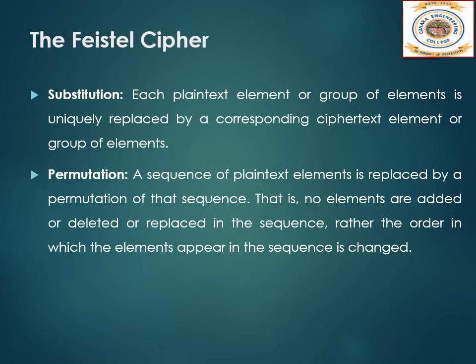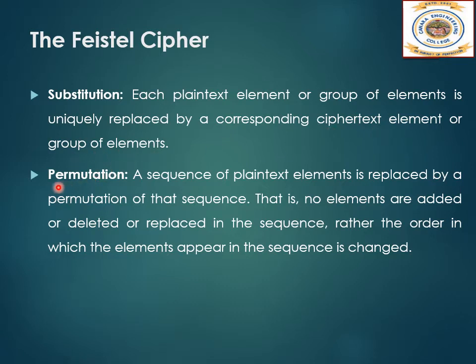So Feistel proposed the use of a cipher that alternates substitutions and permutations. So what is this substitution and permutation? Substitution means each plaintext element or group of elements is uniquely replaced by a corresponding ciphertext element or group of elements.